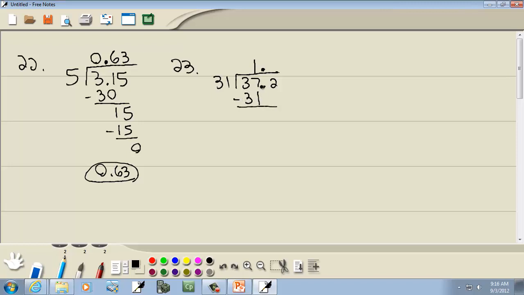We'll subtract that. That gives us 6, and I'll bring down the 2. Now 31 goes into 62 2 times, and I'll put the 2 straight up from where the ending digit is, which is right there. 2 times 31 is 62. Subtract those, and we get 0. So our answer is 1.2.